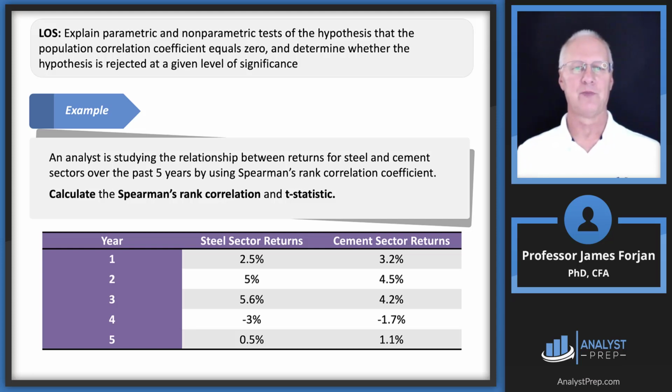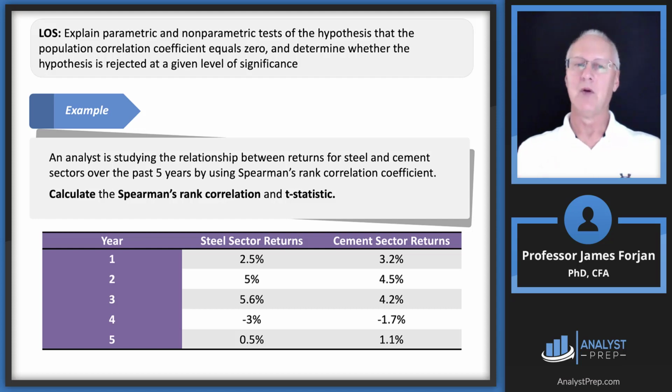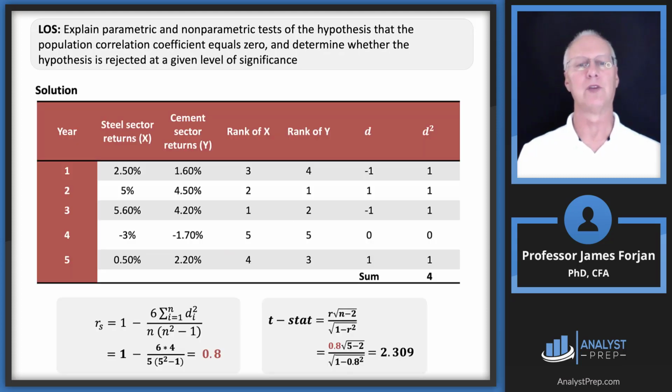So let's go ahead and do the Spearman's rank correlation and the test statistic. All right, so here we've got 5 years of data for stock returns for the steel industry and the cement industry. So down the left-hand column, years 1, 2, 3, 4, and 5. There are the steel sector returns and cement sector returns. Now we could calculate that correlation coefficient between those two returns, but watch what Spearman does in excess of the regular old correlation. All right, you ready?